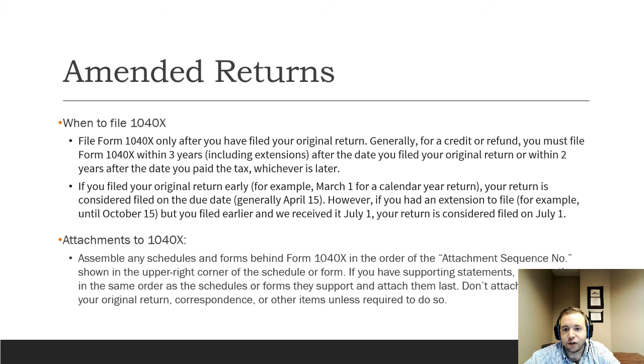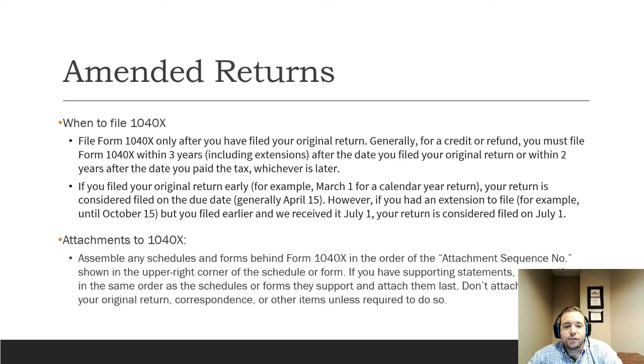However, if you had an extension to file, but you filed earlier and they received it by July 1st, they are considered filed on July 1st. So that's when the guys that wait until October 15th to give us everything, they have a big advantage because they have the latest statute of limitations to get an amended return. However, 9 times out of 10, they don't bring enough for October 15th to be able to do enough. So, just kind of where your risk profile lands.